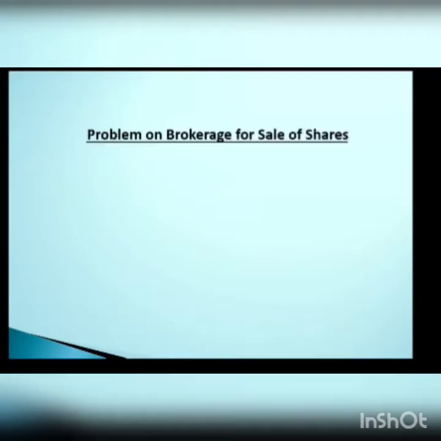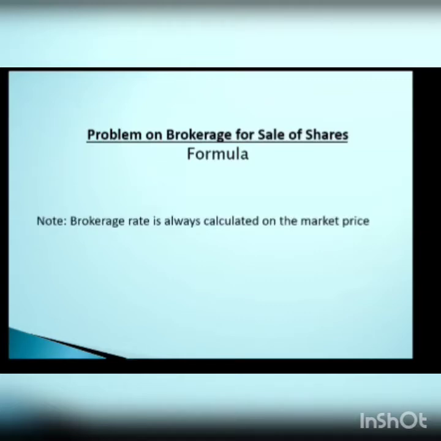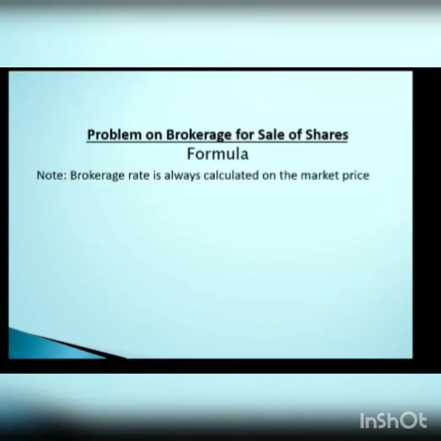And today we will look at the formulas that will be used for today's lecture with respect to the sale of the share. So again, the brokerage is always, as you know, calculated on the market price. So today's first formula is selling price per share. Last time we had done purchase price per share, the short form was P.P. Now here it is S.P. Here we have to subtract the brokerage: market price minus brokerage.